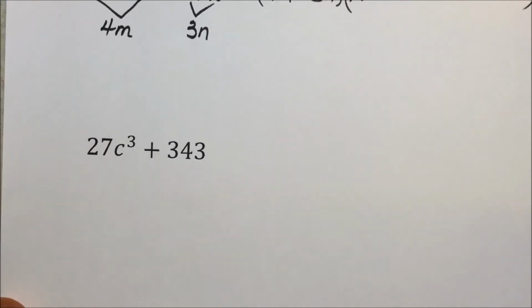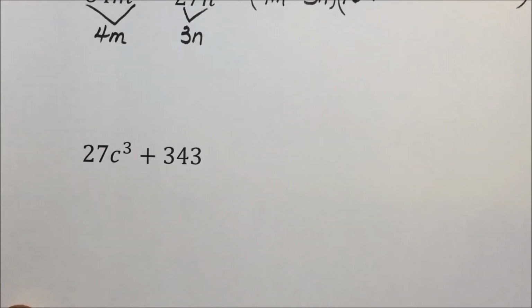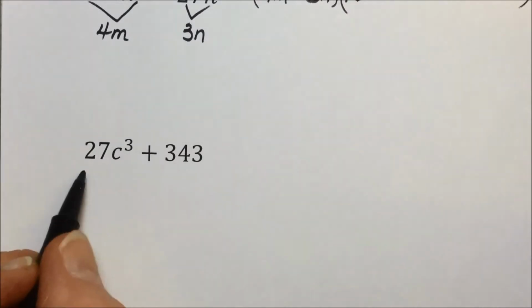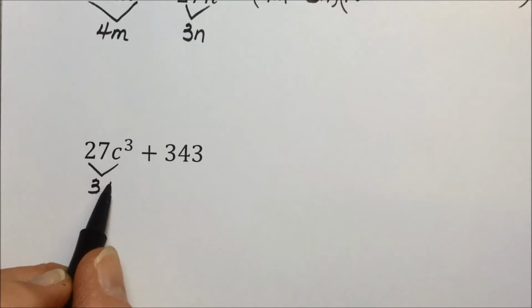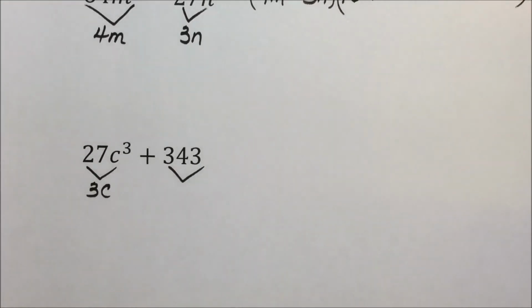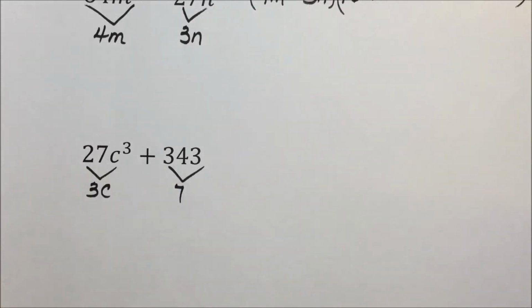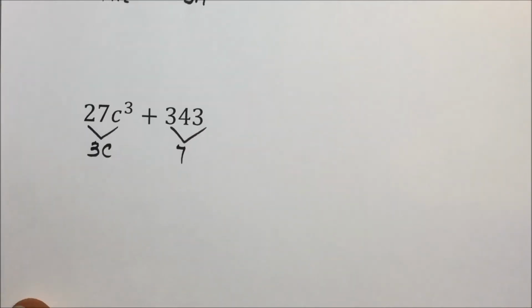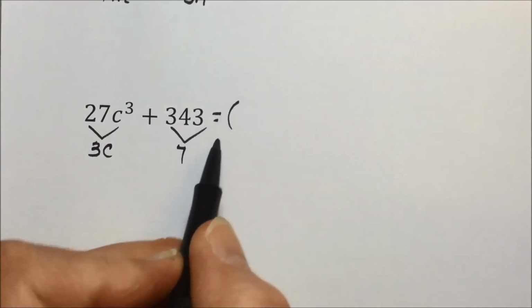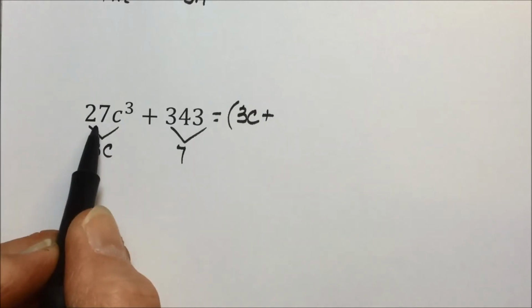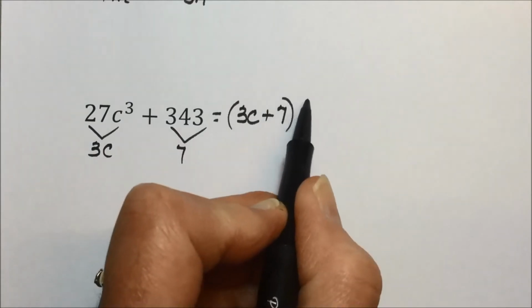In this next one, looking for a sum of cubes perhaps, 27c to the third is a 3c. That one's pretty easy. Have to do a little digging here and perhaps get your calculator out. It turns out 7 times 7 times 7 is 343. So we have a sum of cubes in this problem. It will factor into the cube root of the first, which is 3c, the same sign that's between the cubes, and the cube root of the second term.